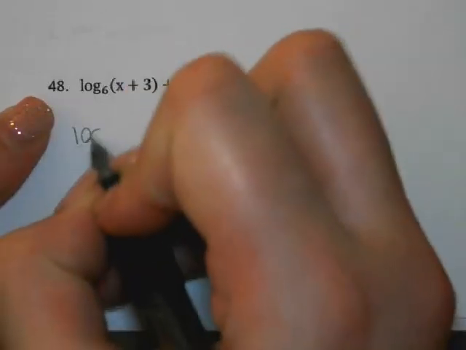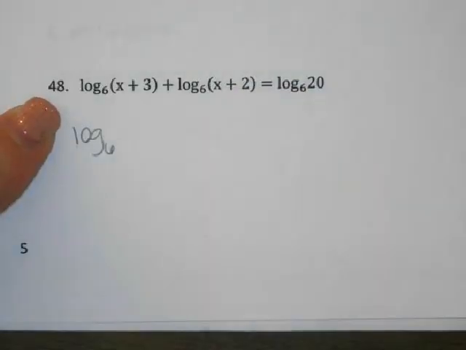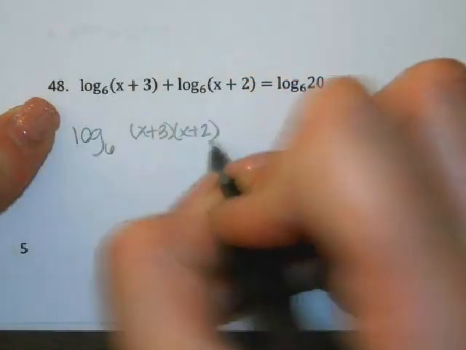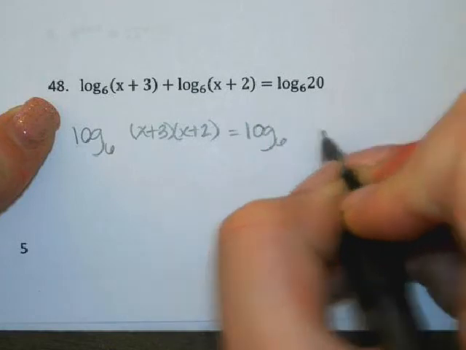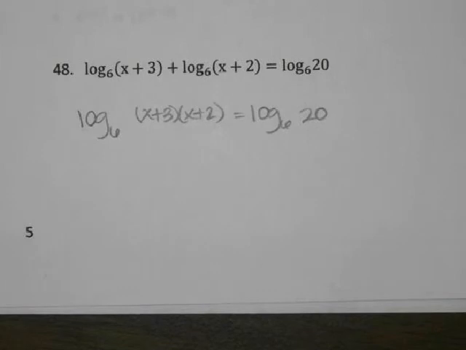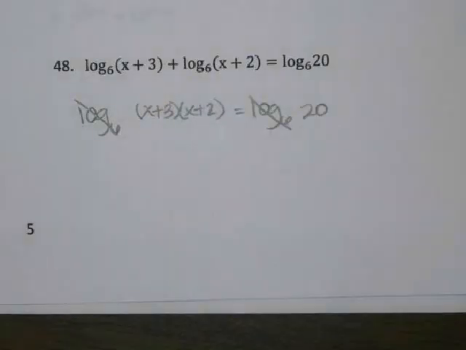So I've got log base 6. Do you guys want to FOIL now, or do you want to wait and FOIL after we get rid of the logs? Just wait? Okay. So we have logs on both sides. Cancel them. All right, so now we can go ahead and FOIL. What do you get if you FOIL out x plus 3, x plus 2?